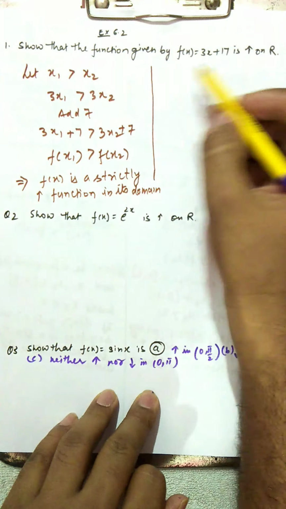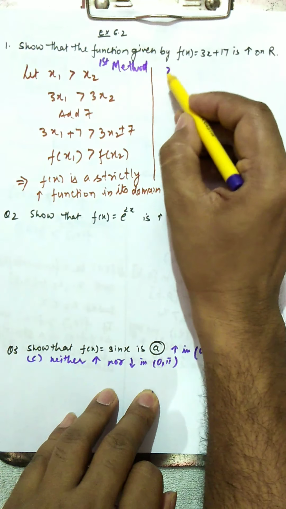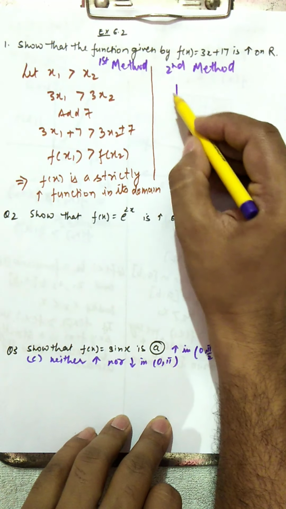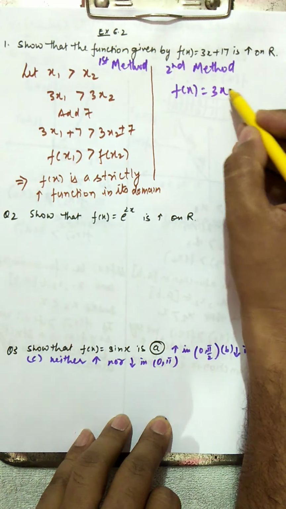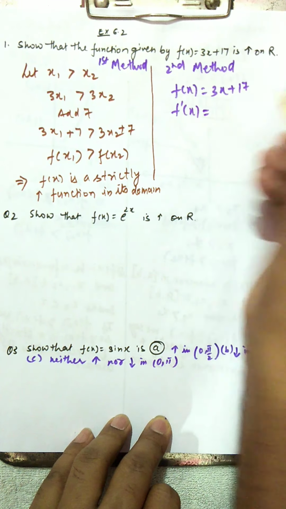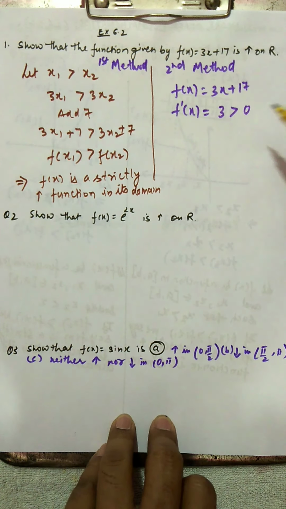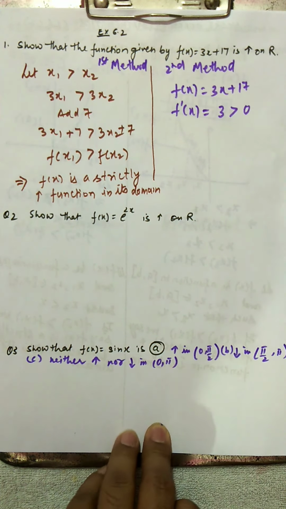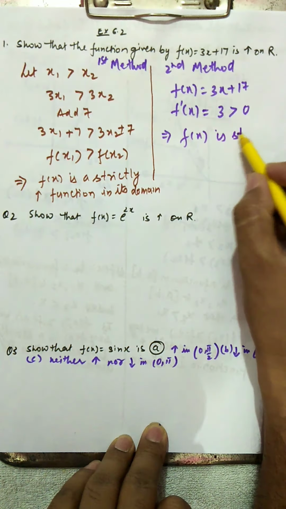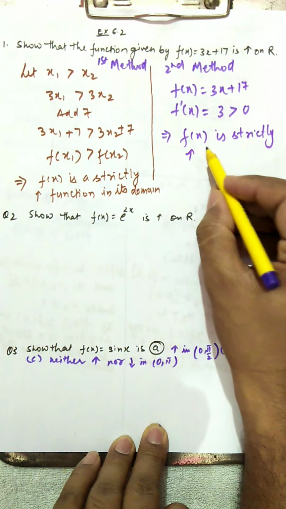And now the second method. This is the first method, you can write here first method, and now this is going to be your second method. The second method is based on differentiation. So your f(x) is 3x + 17, and f'(x), if I find it, I'm getting 3. You can say this is greater than 0. It means if your derivative is greater than 0, you can straightforwardly say that f(x) is a strictly increasing function.